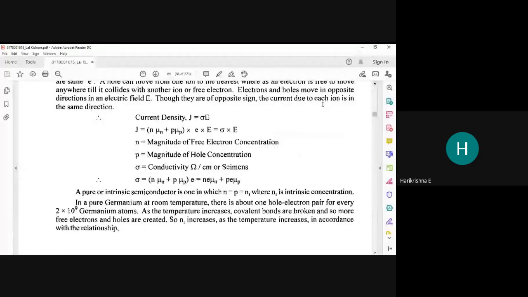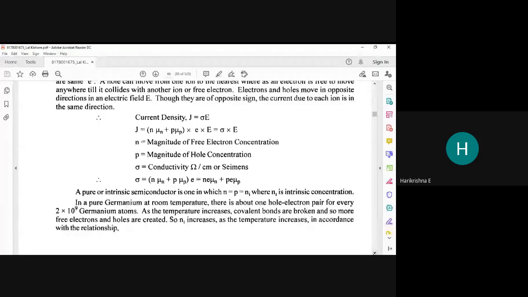See here, as the temperature increases, covalent bonds are broken and more free electrons and holes will be created. So Ni, the intrinsic concentration, increases with increase in temperature. Important conclusion: Ni, the intrinsic concentration, increases with increase in temperature. As temperature increases, covalent bonds will be broken and free electron hole pairs will be created.